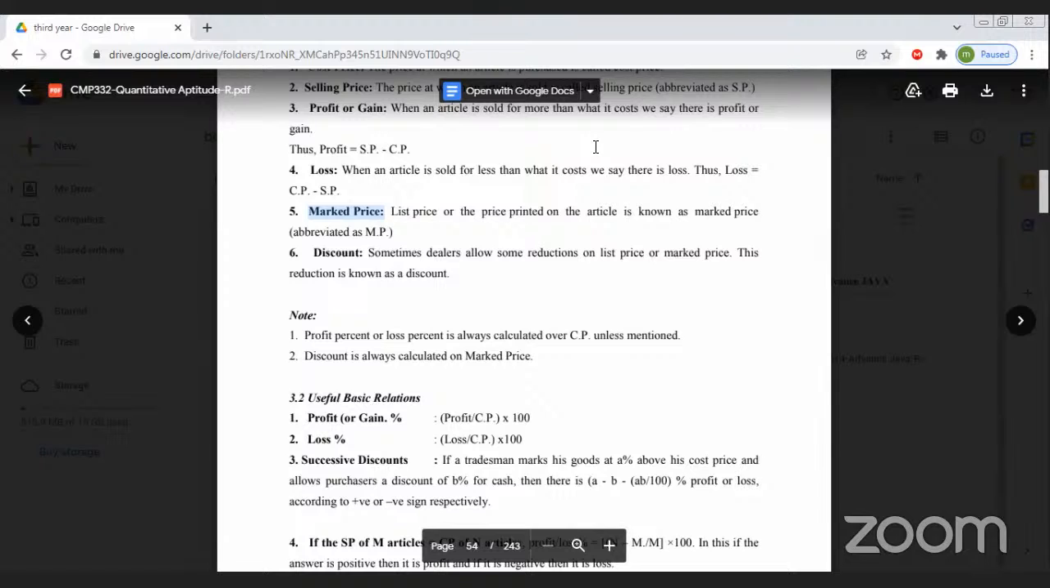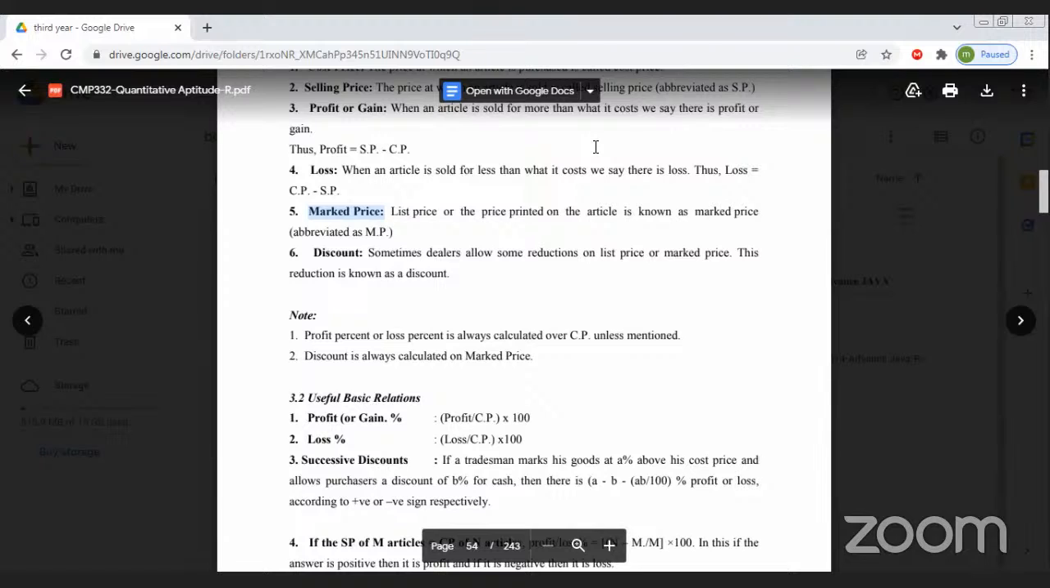Now discount means what? Some dealers allow some reduction on the list price or market price. Now let's say you have that item for 135 rupees, but after some time, dealers give a discount on that mark price. So let's say 135 and they have said it has 10% discount. So 135 into 10 percent gives whatever value you're going to get. That will be the discount.